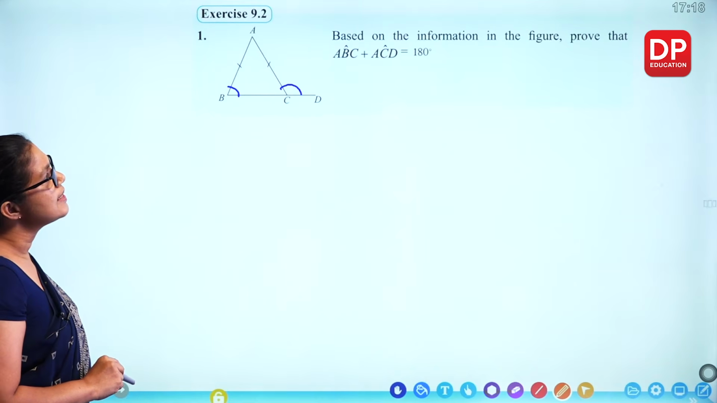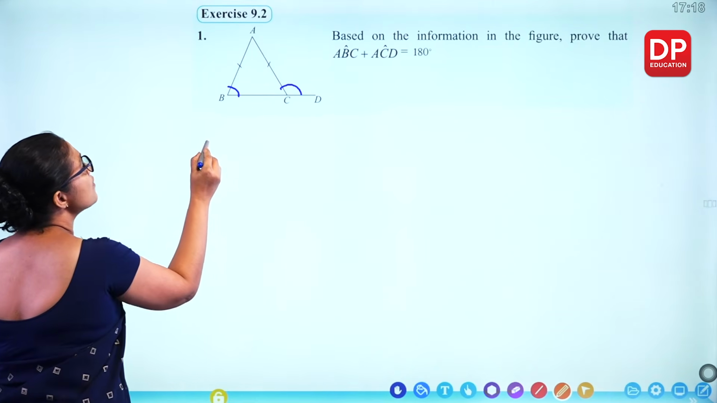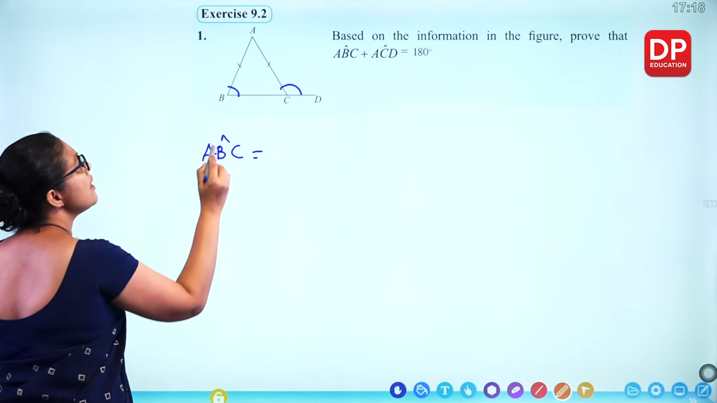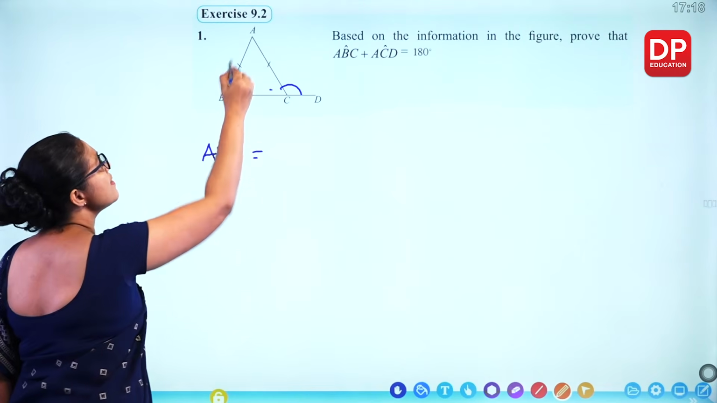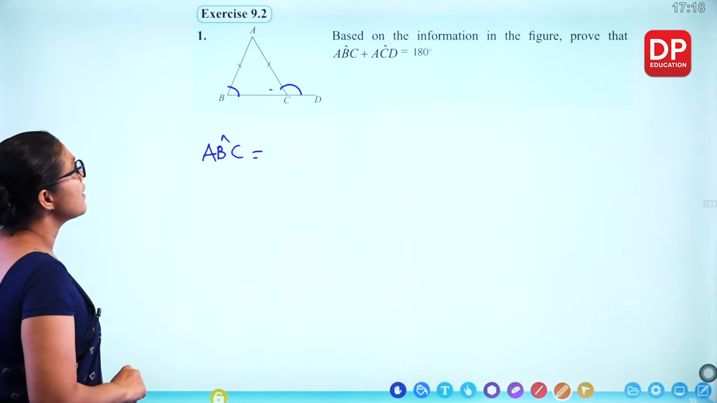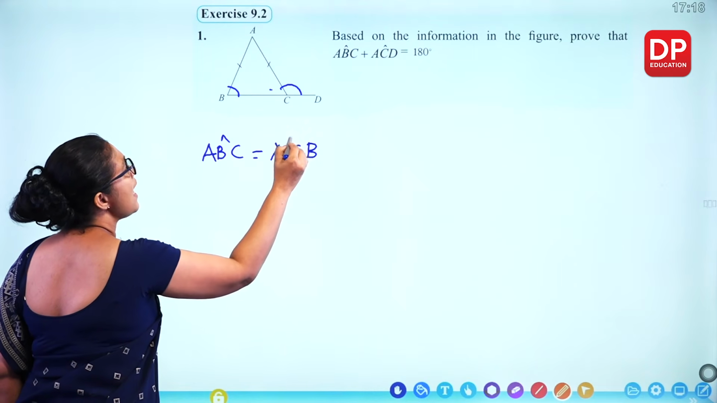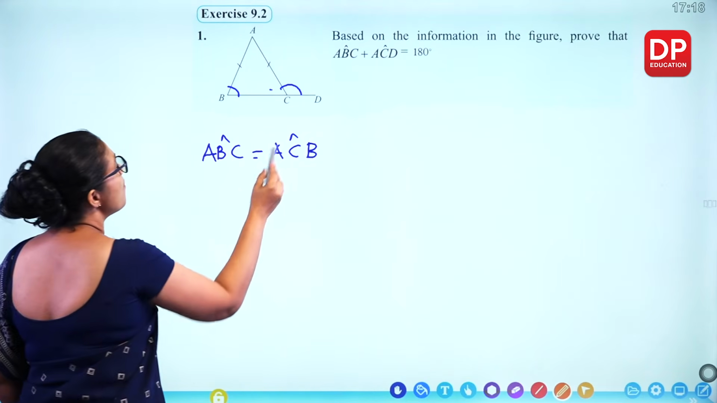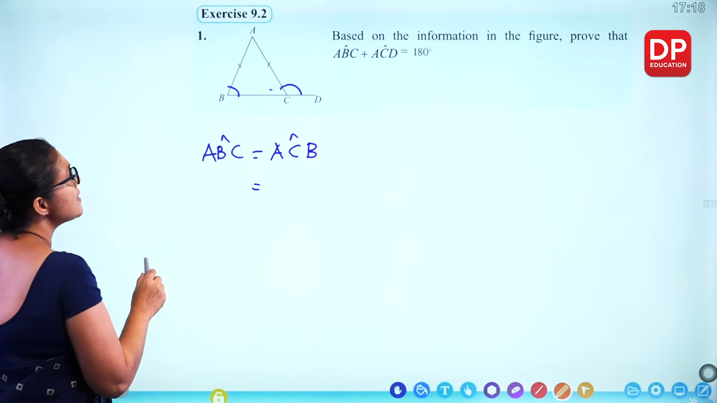So we'll take this angle, ABC. That should be equal to this angle. Why? This is an isosceles triangle. So we can say that is equal to angle ACB. Okay, so here we can write what is this angle, ACD.